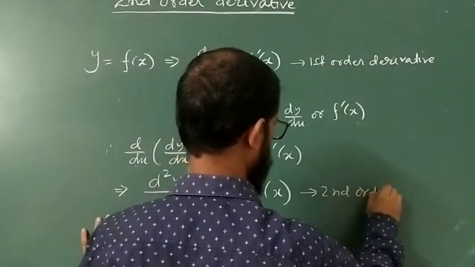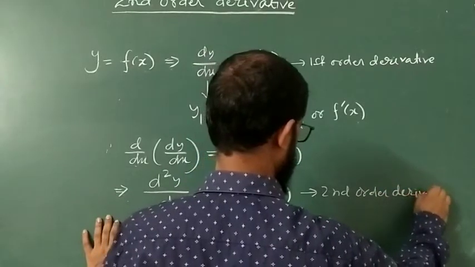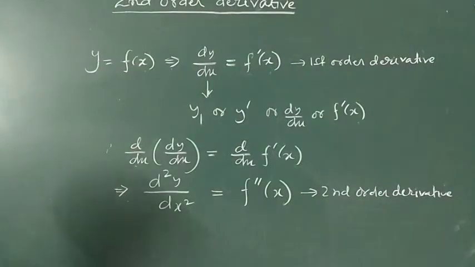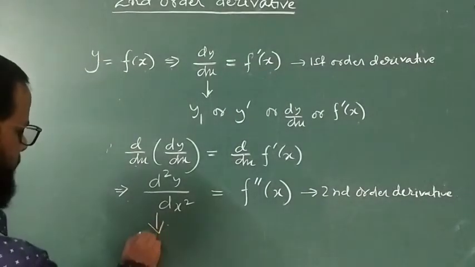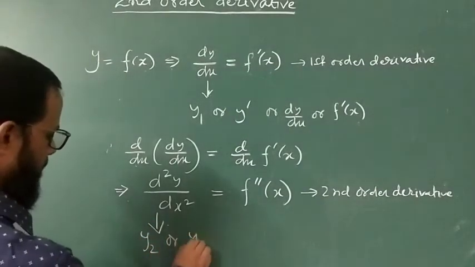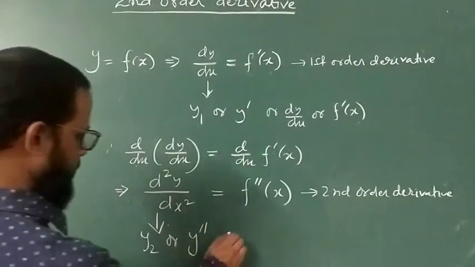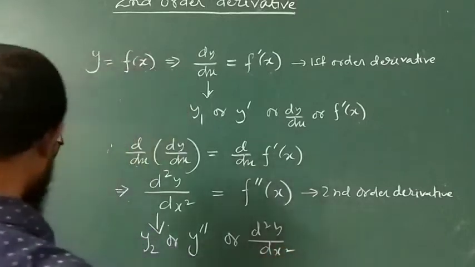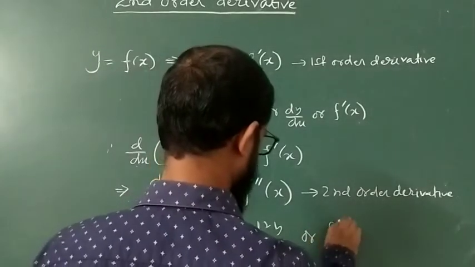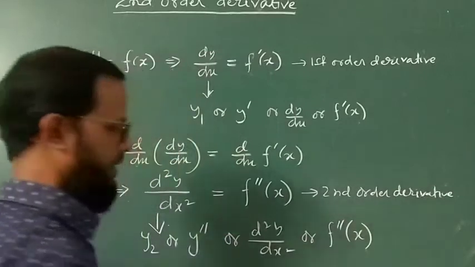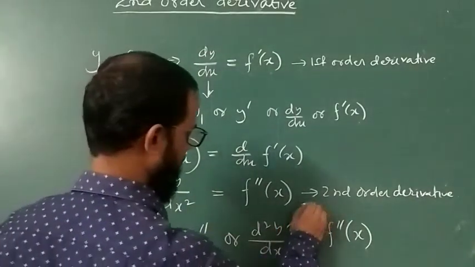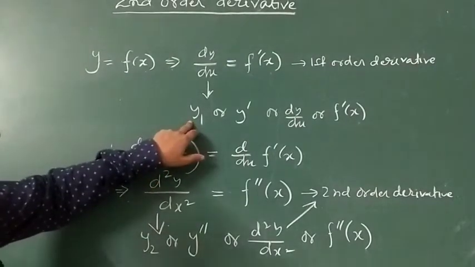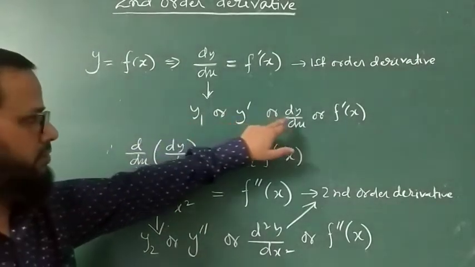Second order derivative. In short it is usually denoted as y2 or y double dash or d2y upon dx2 or f double dash x. These are all second order derivative. The first order derivatives are denoted by y1 or y dash or dy by dx or f dash x.